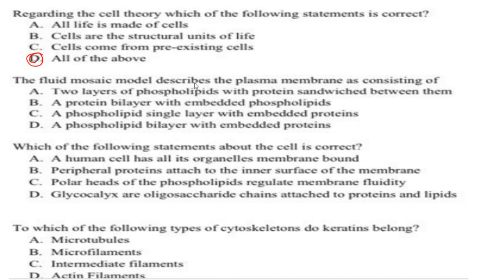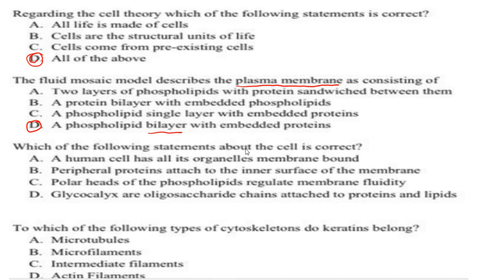The fluid mosaic model described the plasma membrane as consisting of: A, 2 layers of phospholipid with protein sandwiched between them. B, a protein bilayer with embedded phospholipid. C, a phospholipid single layer with embedded proteins. D, a phospholipid bilayer with embedded proteins. If you look at the plasma membrane, you need to understand that it consists of a bilayer of phospholipid, and then there are some embedded proteins which act as a transporting channel and have many other functions. So the correct answer here is just D.